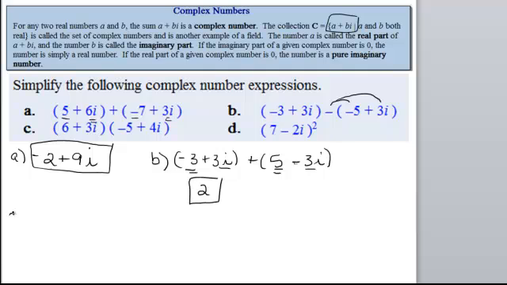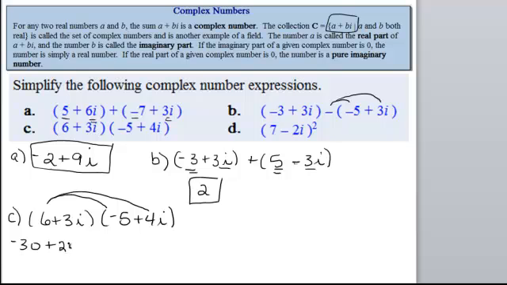Okay, so how about c? This time we're multiplying. We multiply this just like we do all the other multiplying binomials. You distribute everything in the first parentheses to everything in the second one. 6 times negative 5 is negative 30. 6 times 4i is positive 24i. 3i times negative 5 is negative 15i. And 3i times 4i, be careful here, that's a positive 12i squared.